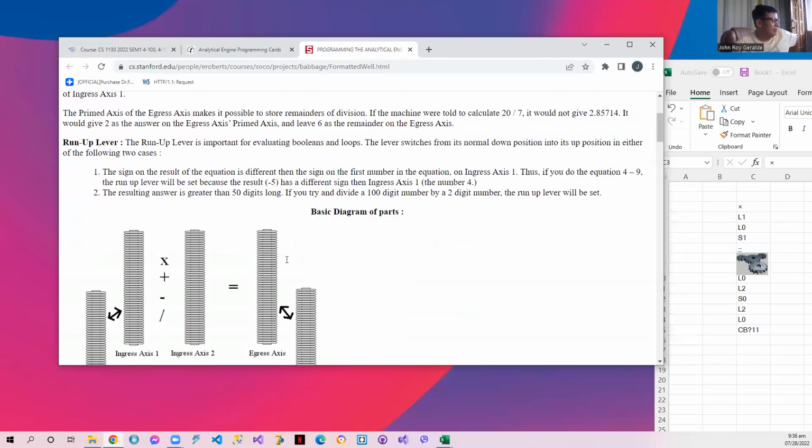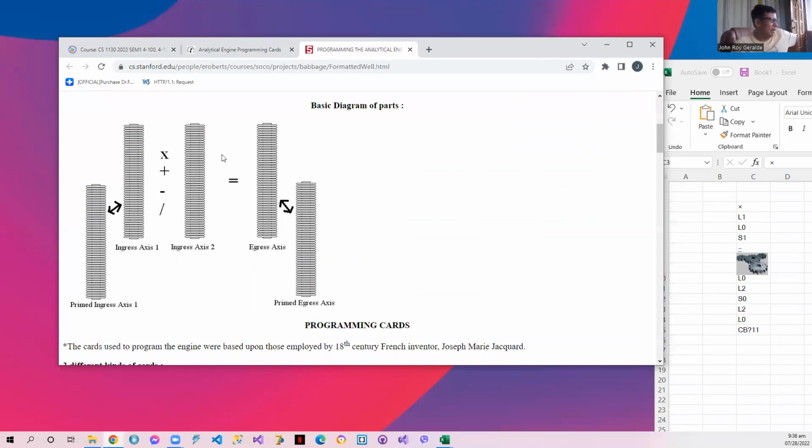The mill has three main axes. Nowadays, we call these axes registers. Do you follow? We call these the ingress register and the egress register. A register is a device that can be used to store a numeric value.